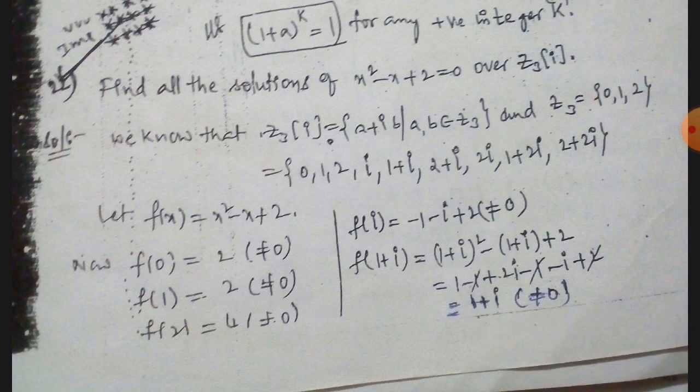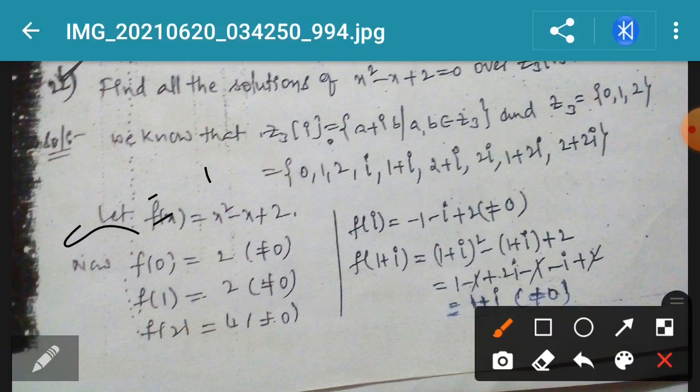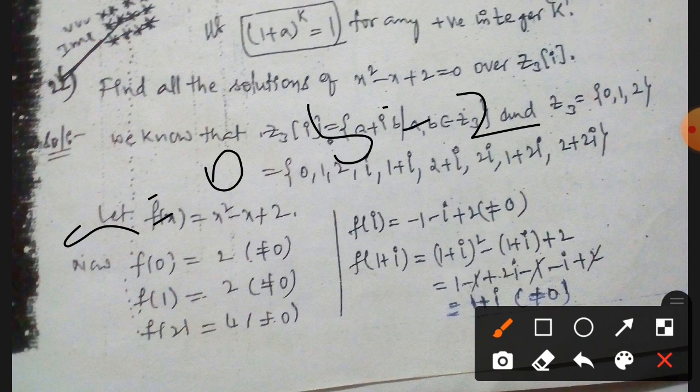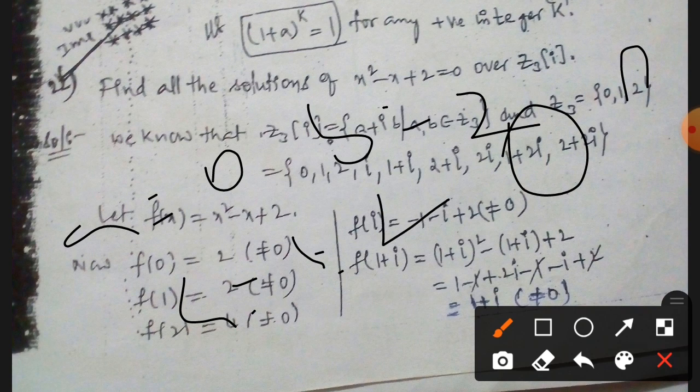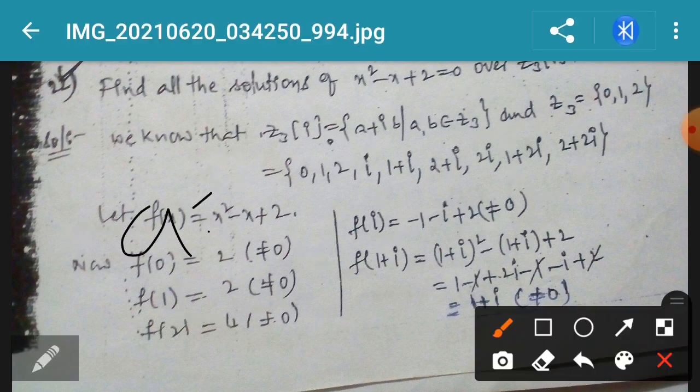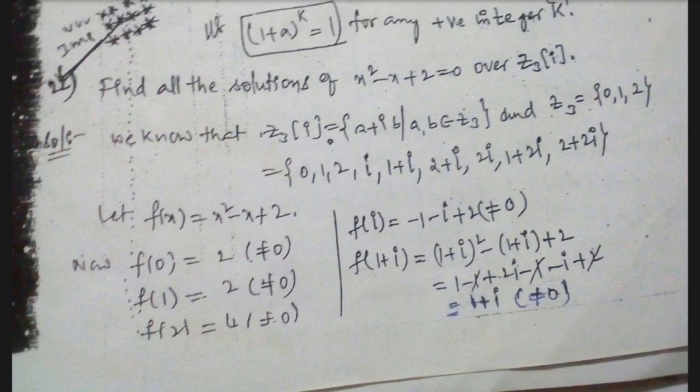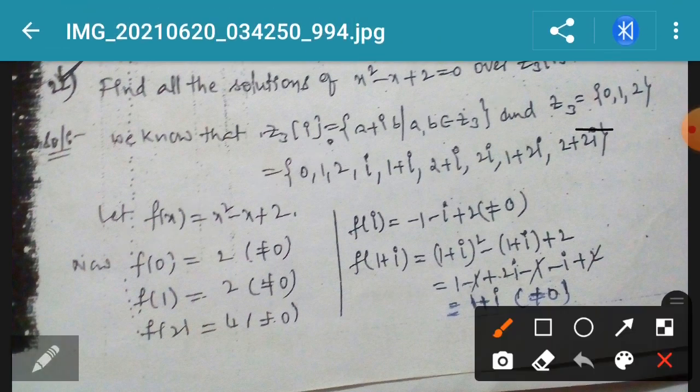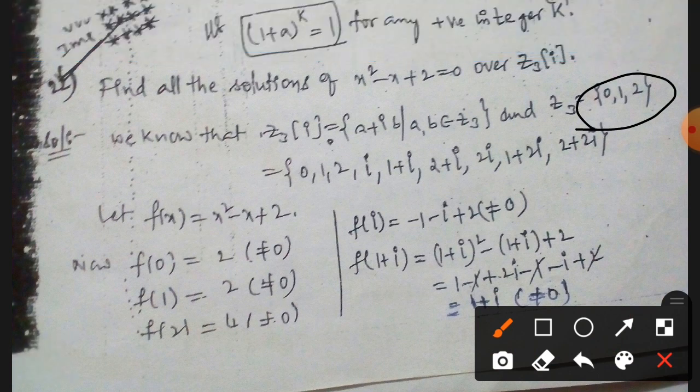Again, a value 0 and b value 2 is 2i, and a value 1, b value 2 is 1 plus 2i. So in these cases, totally 9 cases are formed in 0, 1, 2 in that Gaussian integer, and we need to find the solutions in them.